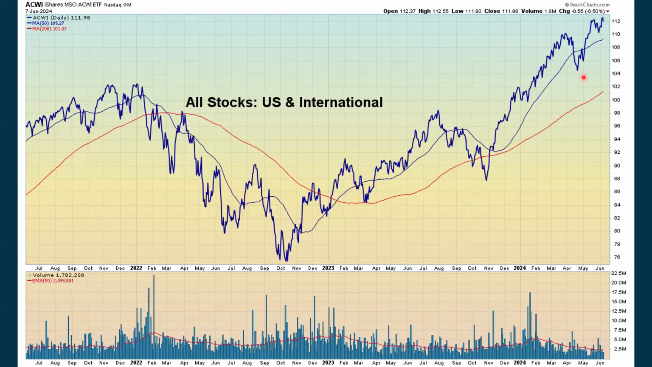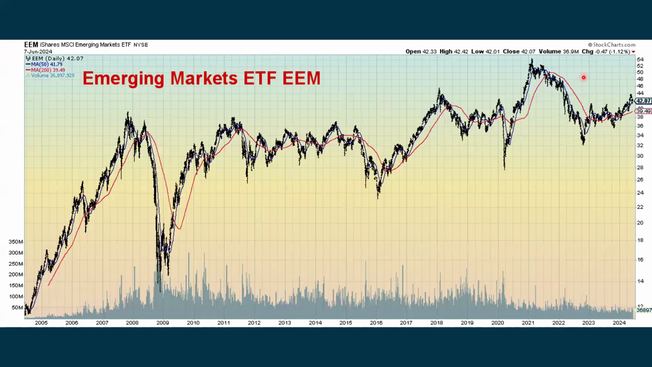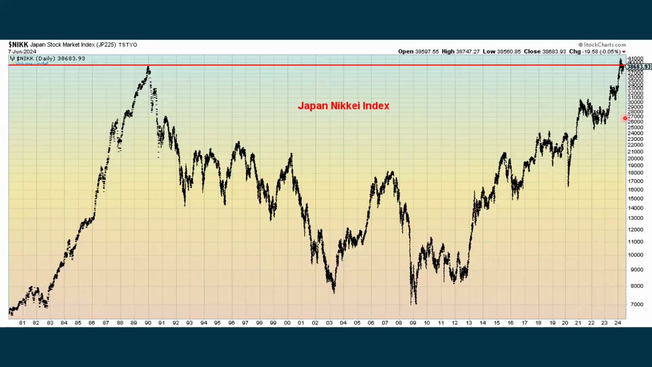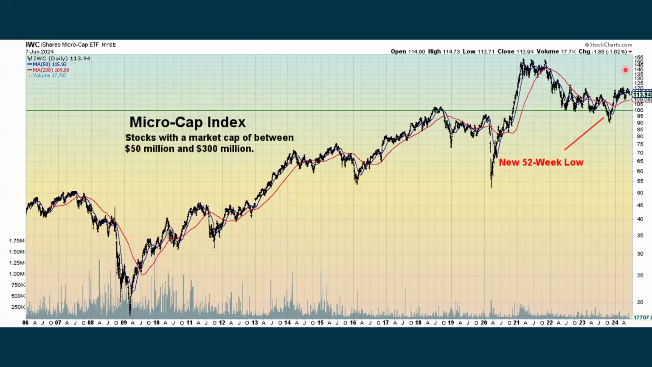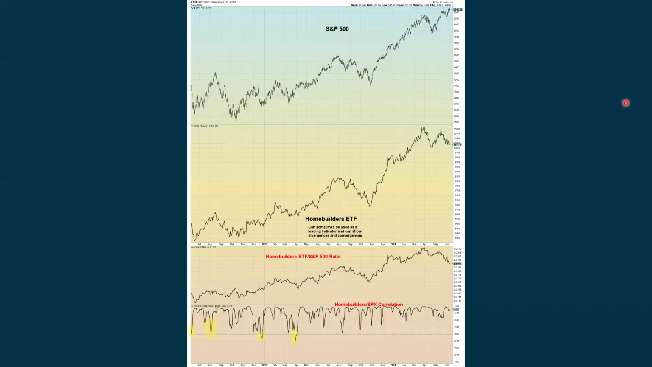All stocks also, that includes US and international stocks, in an uptrend. Emerging markets chopping sideways, but they are having a tendency to go higher. The Japanese Nikkei, which finally came back and set a new all-time high that was set back in 1989, even though it's just a little bit under that level currently. The really small stocks called the micro caps, they are still in an uptrend.